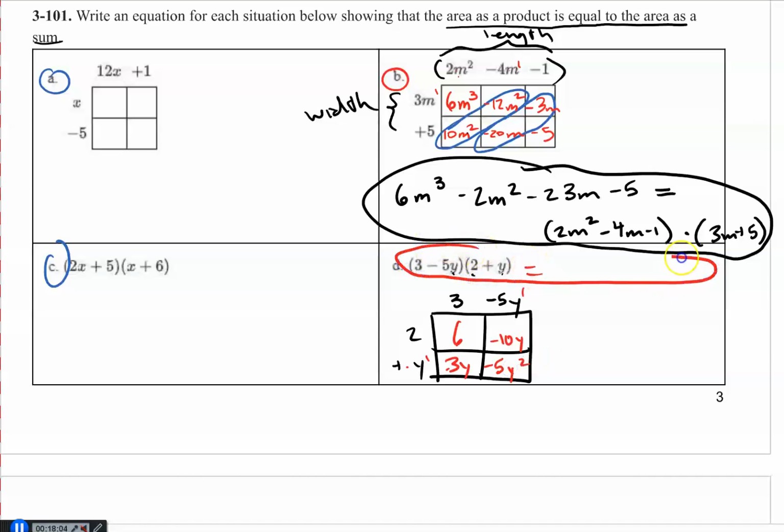It's already written out for us. And let's combine like terms as we write our answer. This is equal to, write an equal sign, -5y squared. And then these combine to make -7y plus 6. So 3y minus 10y is equal to -7y. That's how I got that.